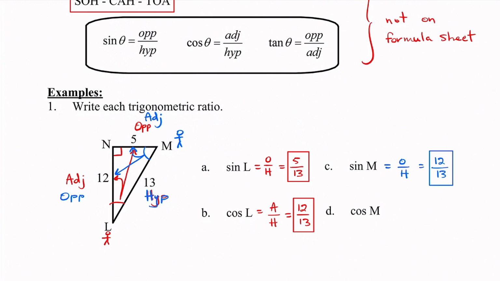Okay, and then check if you can simplify, and we can't simplify that. Okay, next we're on to cos M. So cos, again, we had it up here, A over H, adjacent over hypotenuse. And then we look at our labeled sides, so A in blue is 5, hypotenuse 13, so 5 over 13. And that one we can't simplify either.